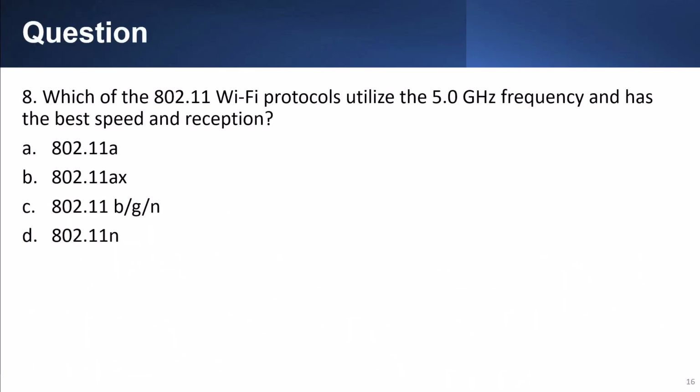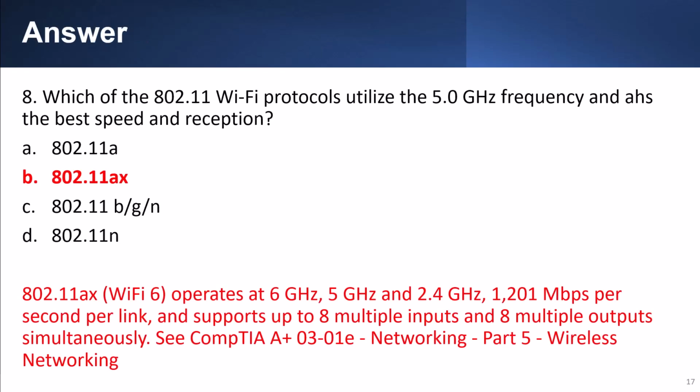Question 8. Which of the 802.11 Wi-Fi protocols utilize the 5.0 GHz frequency and has the best speed and reception? Answer: 802.11ax. 802.11ax, or Wi-Fi 6, operates at 6 GHz, 5 GHz, and 2.4 GHz, allows 1,201 megabits per second per link, and supports up to 8 multiple inputs and 8 multiple outputs simultaneously.